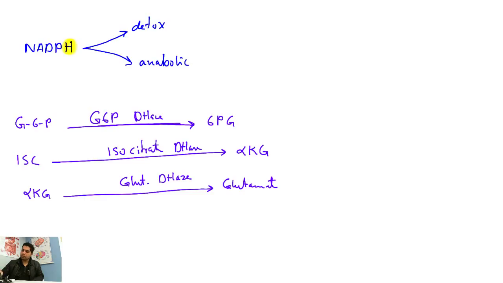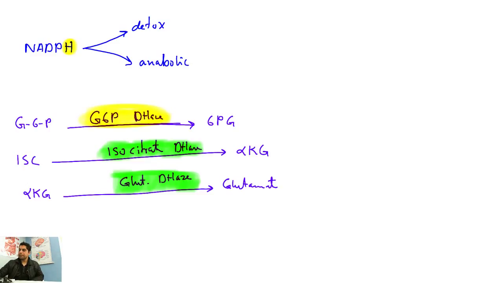What is the location of glucose 6-phosphate dehydrogenase? Where would you find this enzyme? Only cytoplasm. Very good. How about isocitrate dehydrogenase? Only mitochondria. How about glutamate dehydrogenase? Mitochondria. The only one that's cytoplasmic is glucose 6-phosphate dehydrogenase. And 6-phosphogluconate dehydrogenase. They're both in the cytoplasm.